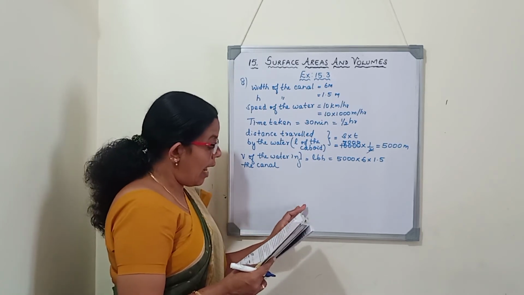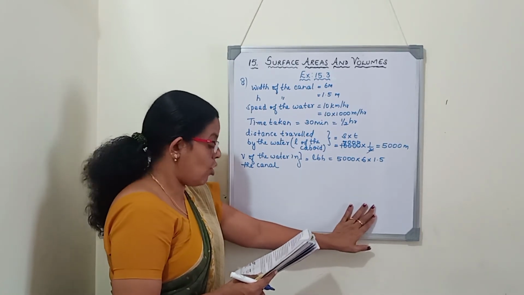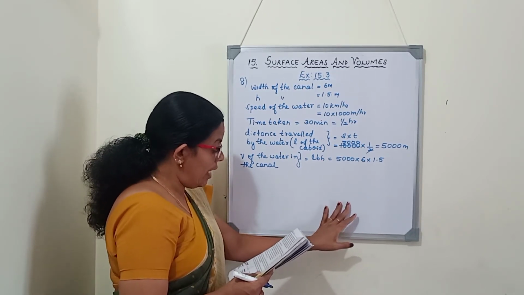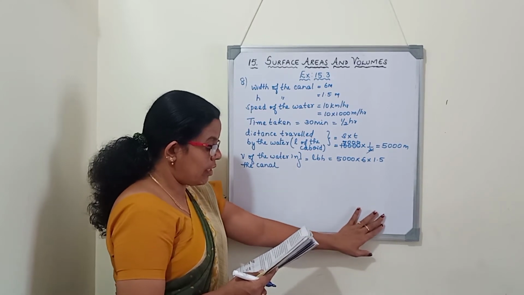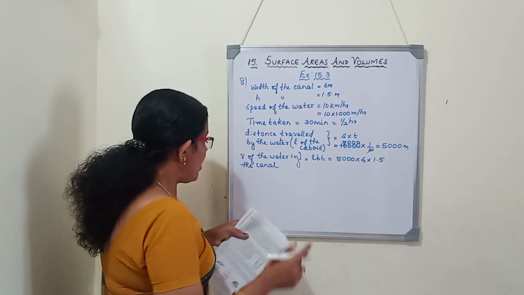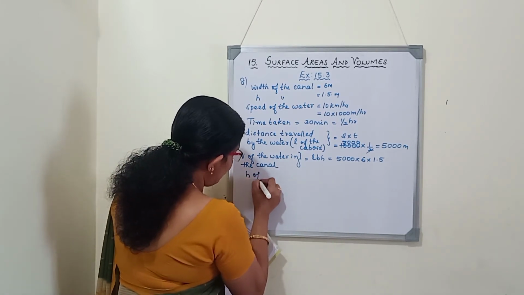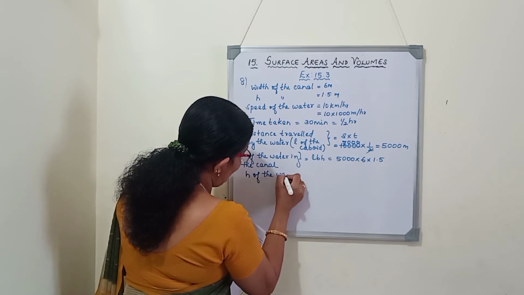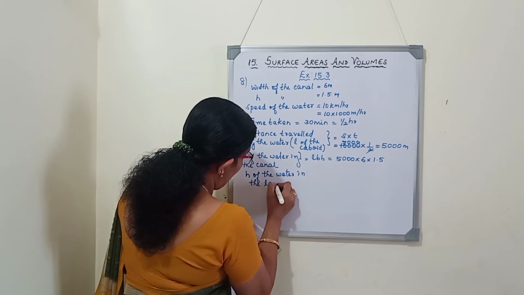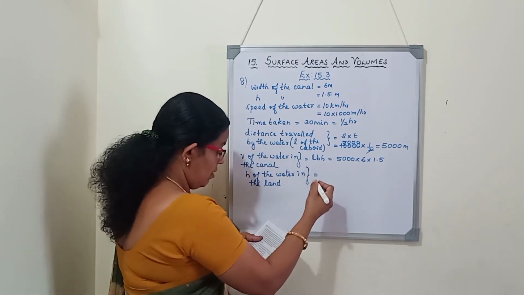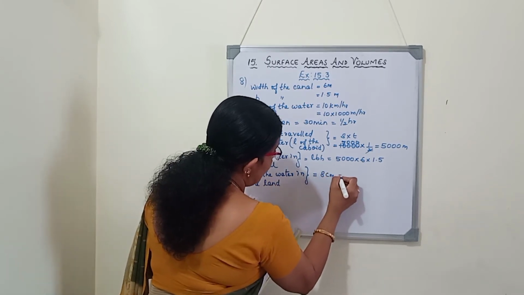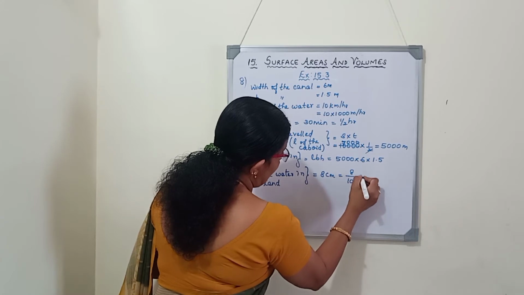So the area, the land, what is the shape of the land? It is not given. They just asked to find the area of the land it will irrigate in 30 minutes if 8 centimeter of standing water is required. So 8 centimeter standing water is required means height of the water in the land or the field is 8 centimeter. We will convert into meter: 8 by 100 meter we will write.